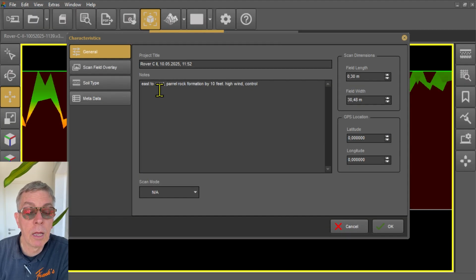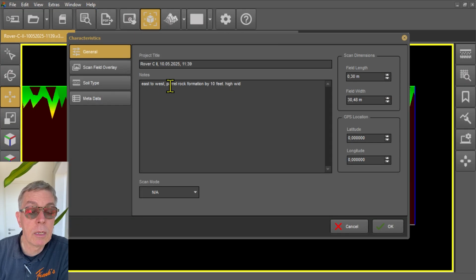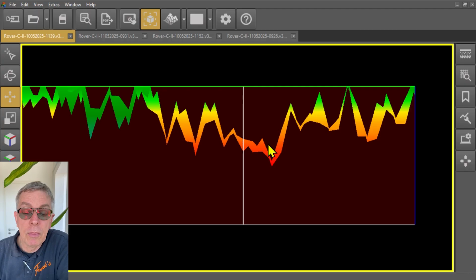East to west here, and high winds. That's a control scan. We're going to go over here and look into the signal here. Is this the same? East to west here, formation 10 feet, high winds. Okay, so this is a control scan, and as we're looking here from the data that was given, the control scan, this area here is holding true.